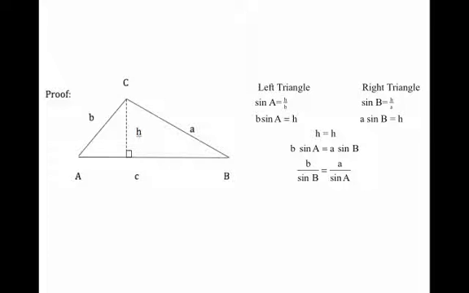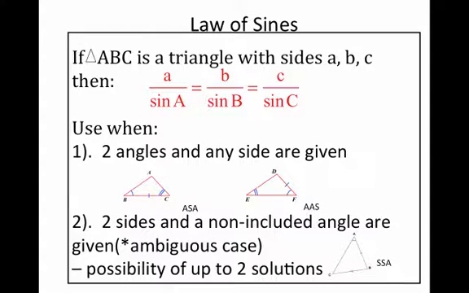We have a left triangle and a right triangle. Both were set up with trig equations involving sine. Each of those equations was solved for the variable h. Substitution was used, and it left us with a proportion. It turns out that that proportion can be extended not just to talk about sides A, B, and angles A and B, but also side C and angle C.